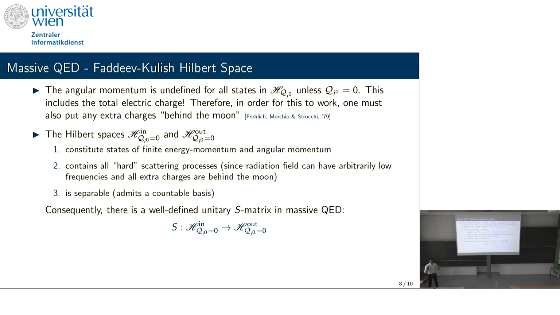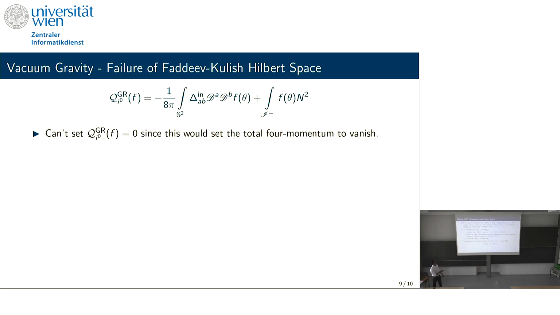And consequently, you can argue, given all of these ideas, that there exists an S-matrix defined as a map on this Hilbert space into itself. Okay? So one of the points of our paper is to show that this construction absolutely fails in every other theory. And since I'm running out of time, let me just jump straight to gravity.